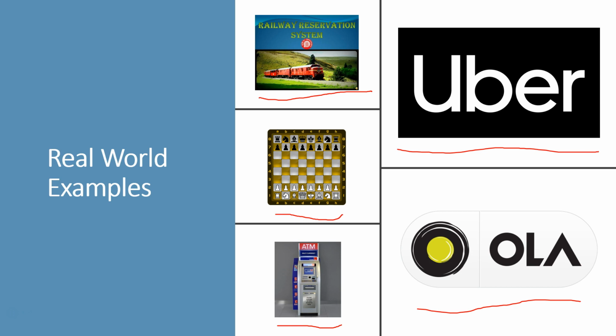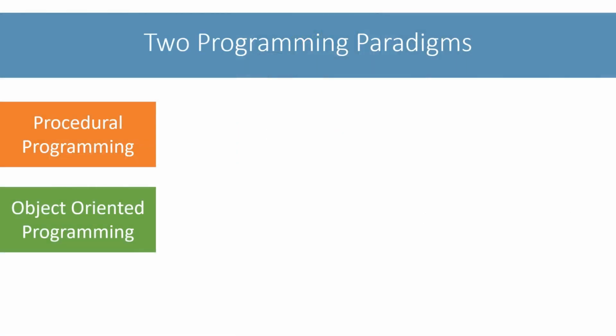So far, we looked at what programming is and a few examples of how computer programs are solving real-world problems. There are different ways to solve real-world problems with computer programs. These different ways are referred to as programming paradigms. We will look at procedural and object-oriented programming paradigms.